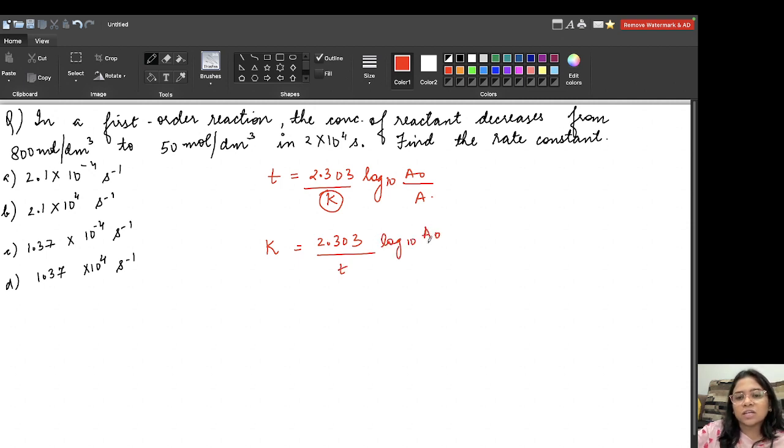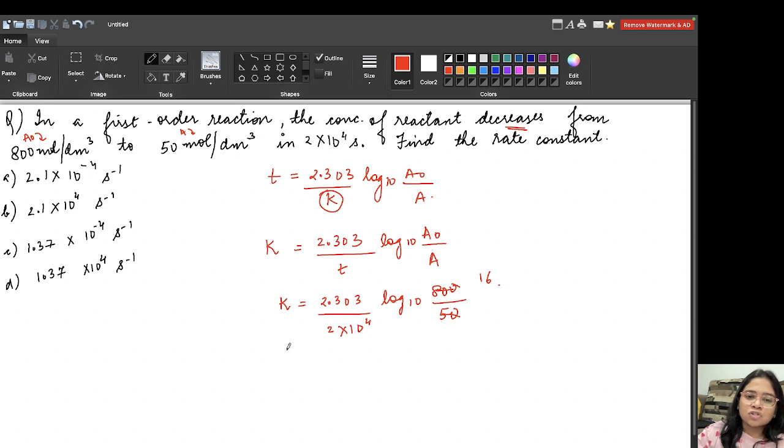What is a naught? Your initial concentration. a is your final concentration. So k equal to 2.303 by time. What is the time given? 2 into 10 to the power 4. Log base 10. What is a naught given? Decreases from. So this is my a naught and this is my a. So a naught by a is 800 divided by 50. What is 800 divided by 50? 16.